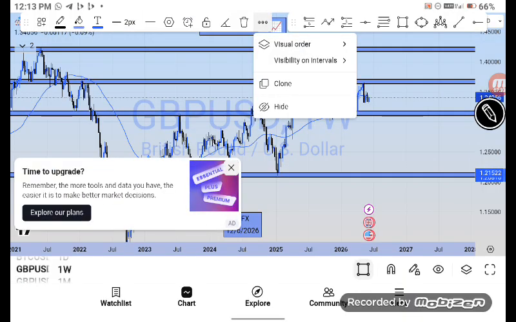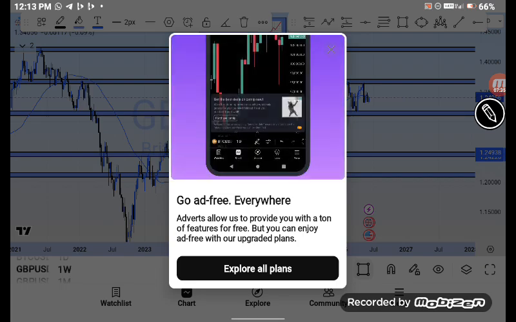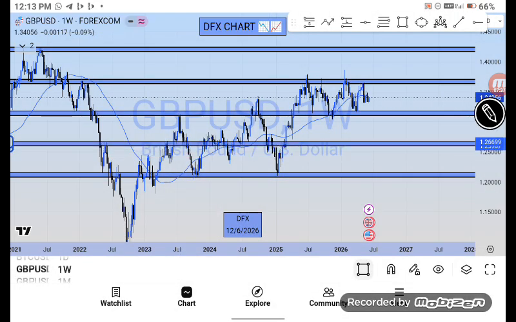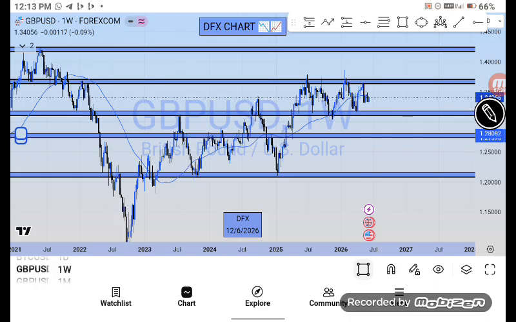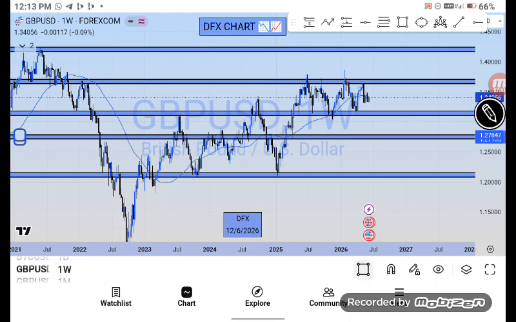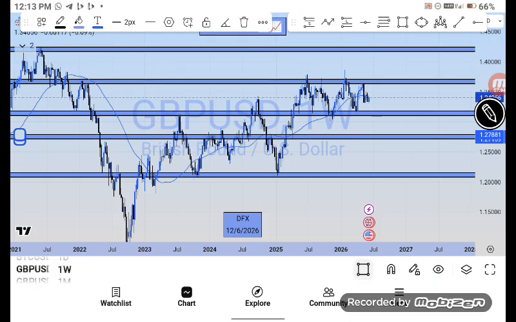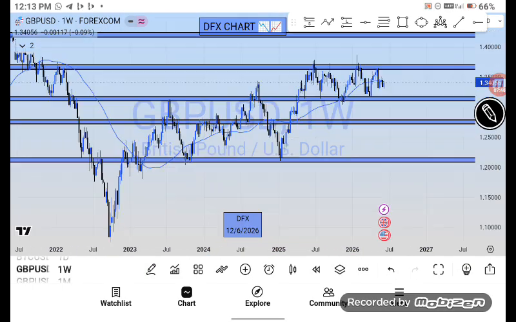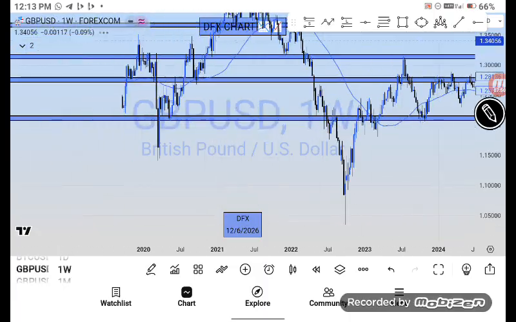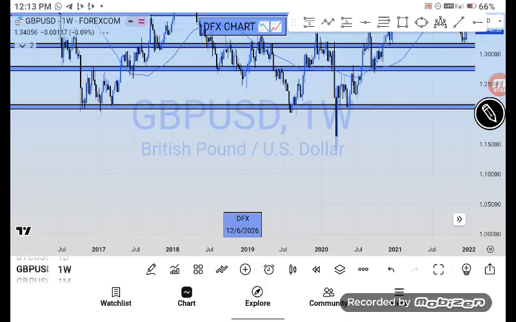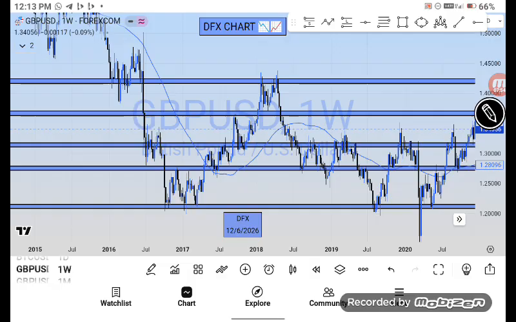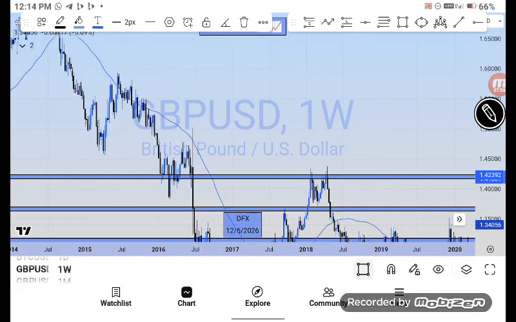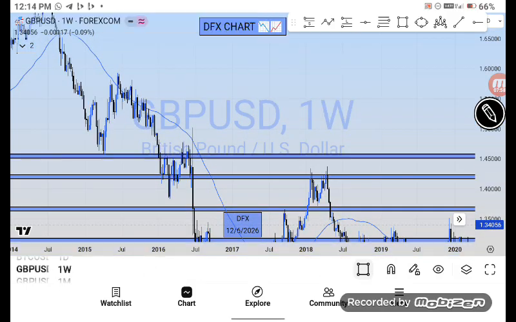Actually, the one here is looking like a minor zone, but we won't ignore the fact that it's happening on a weekly time frame, so don't joke with it. We have one here. Yeah, exactly. For the fact that it's happening on a weekly time frame, don't joke with it. Okay, then we have another one here.